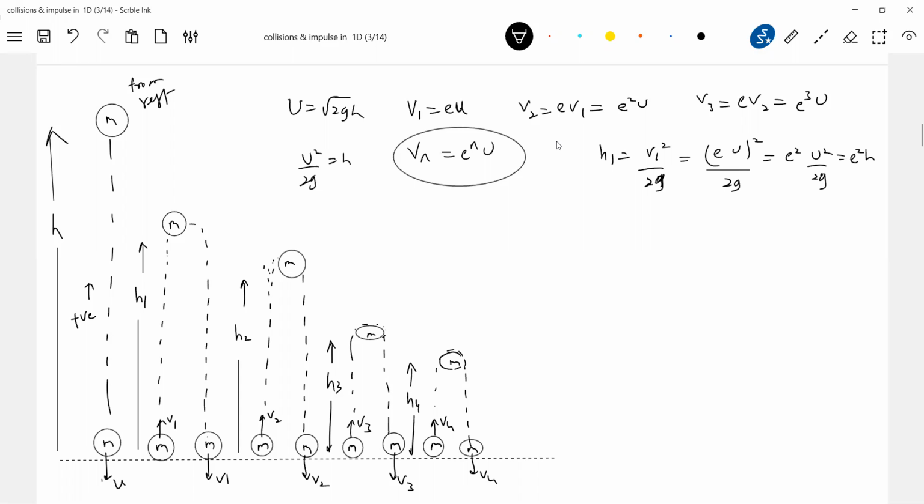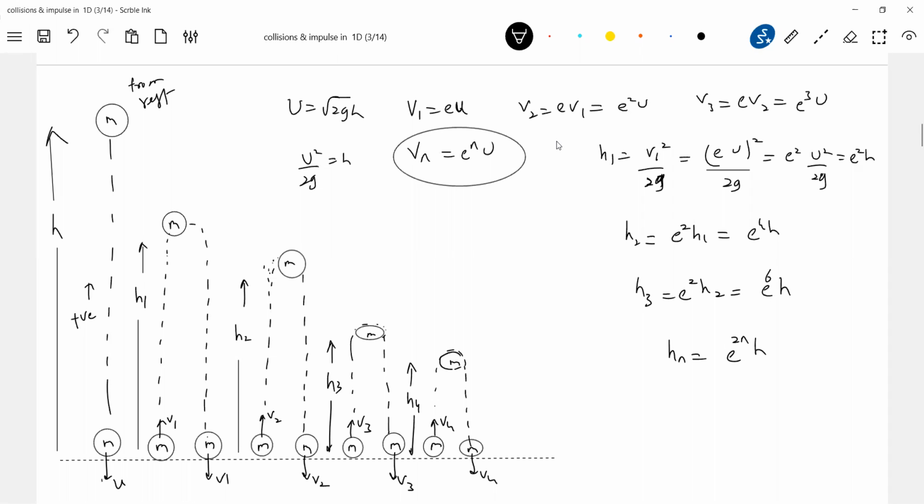Shall I write H1 in terms of H? Similarly, what is H2? H2 should be equal to E square H1, or this will become E to power of 4 H. H3 equal to E square H2, E square H, and what is H2? So this will be E^6 into H. So any generalization here, Hn should be equal to E to power of 2n H.